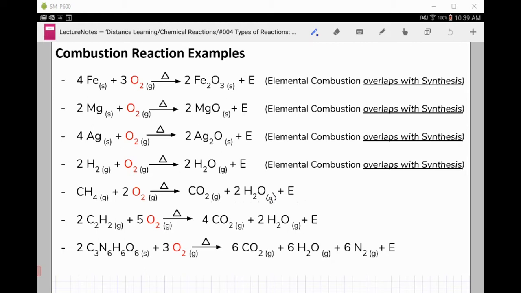Let's take a look at a couple of these reactions. We're going to take a look at some videos, and then we'll move on to talking about the mechanisms and the energy changes that happen in them.